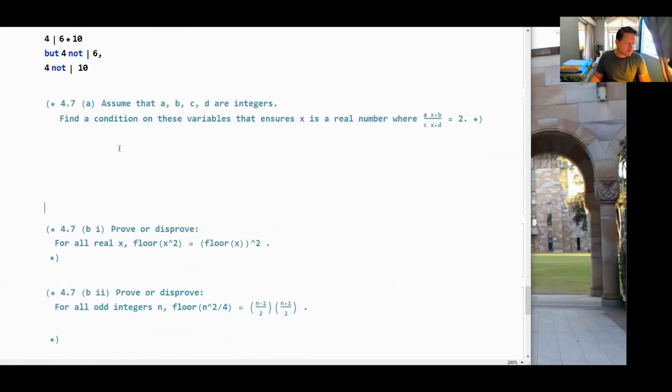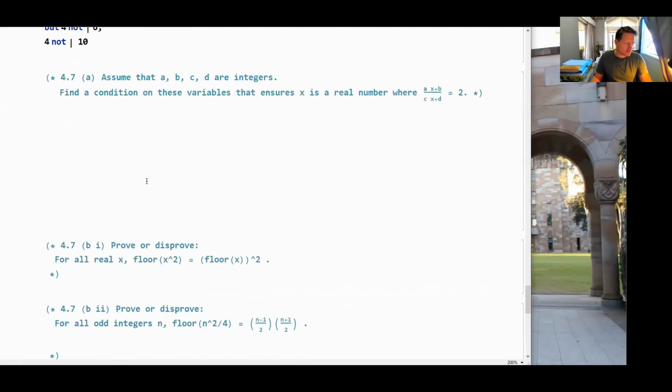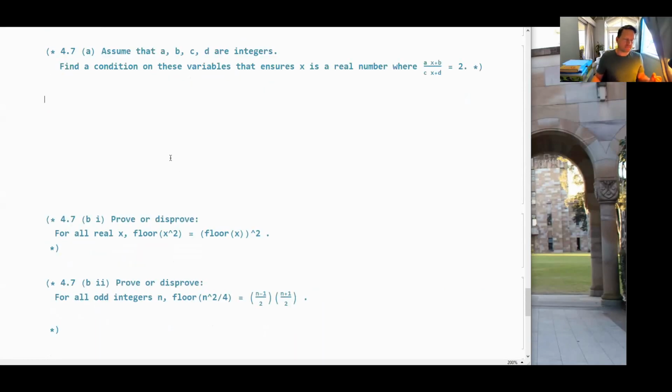All right, now the next one says, assume that a, b, c, and d are integers. Find a condition on these variables that ensures x is a real number, where this expression, okay, sure. So now, if we do have this expression being met, then we can express that as ax plus b is equal to 2cx plus 2d, right? Just multiplying both sides by cx plus d.